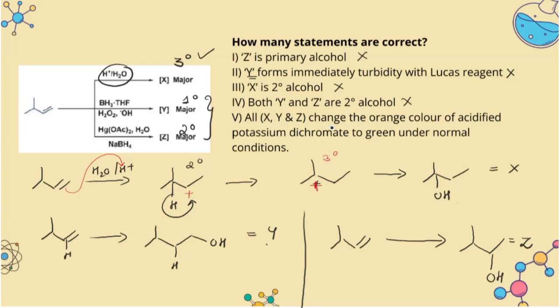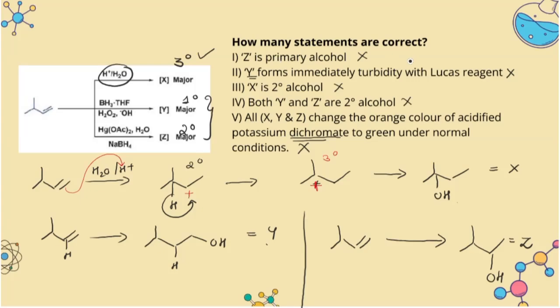Now, all the alcohols change the orange color of acidified potassium dichromate to green under normal conditions. This is not correct. Usually primary and secondary alcohols are the ones which are going to react with the dichromate and change the color from orange to green. Whereas tertiary alcohol cannot react with the dichromate. So this is also a wrong statement.